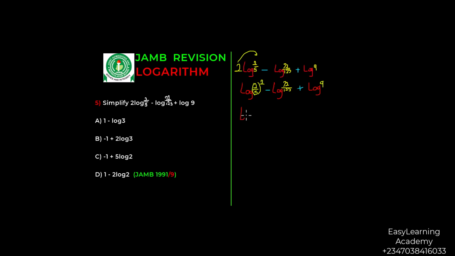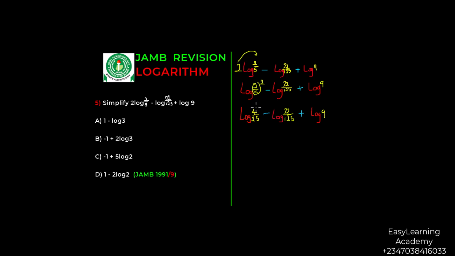If we do that, we're going to have log, and this 2 is going to affect the numerator, and it's also going to affect the denominator. Affecting the numerator, it will be 2 times 2, and that is 4. Affecting the denominator, it is 5 times 5, and that will be 25. Everything there has opened up, so we can bring down every other thing, and we still proceed by obeying the law of logarithm.